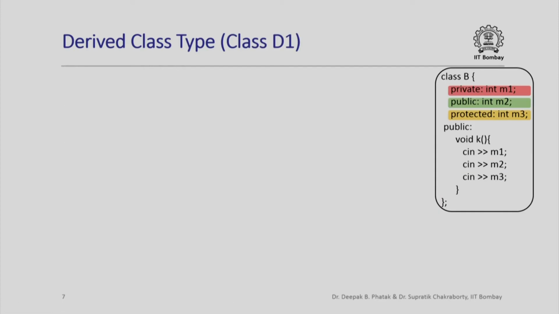Now what we are going to do in the next few slides is to take a very close and detailed look at how the access control specifications of individual data members in a base class interact with the mode of derivation, or the mode of inheritance, when I am trying to declare a derived class, and how this interaction determines what data members of the base class can be accessed, where, and what data members cannot be accessed.